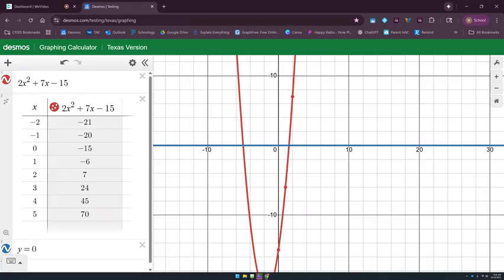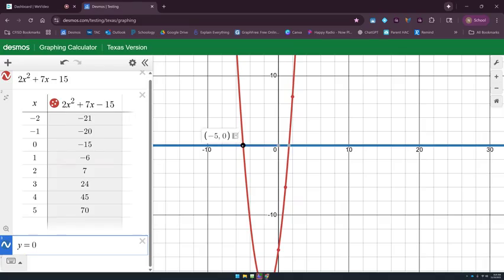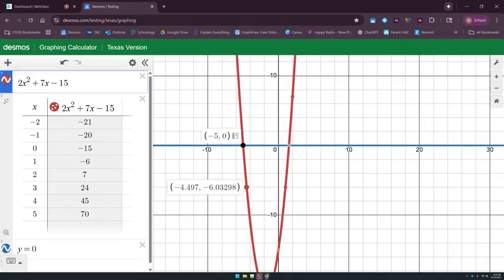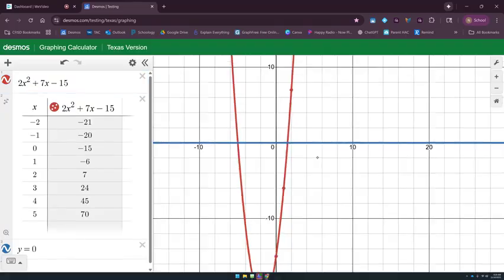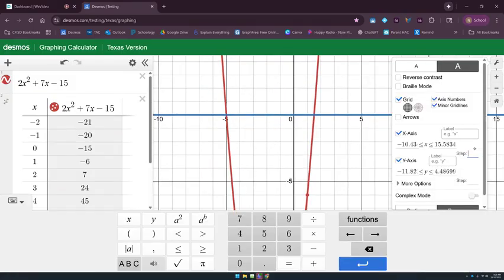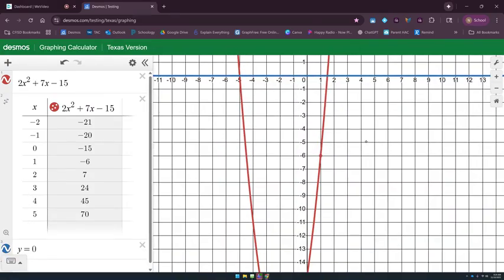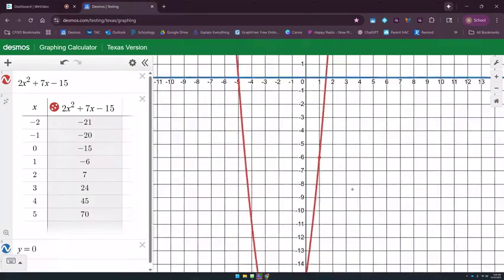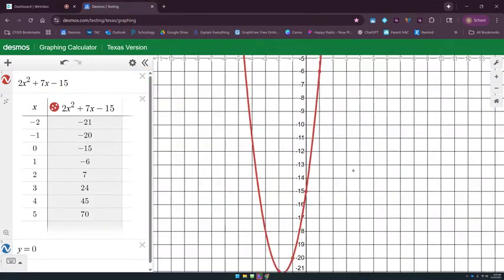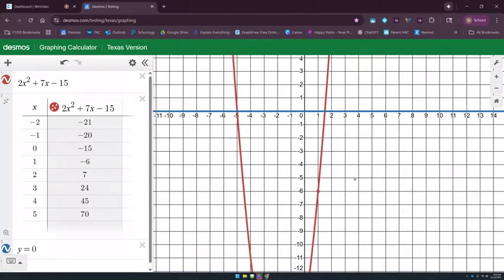What about that negative side? Said 2, positive 7. Why are we not getting one right here? If this is 2, 1, 1, and then 1, 2, 3, 4. Oh, it's because it's not a whole number. Okay. I would like to have negative 18, negative 11.